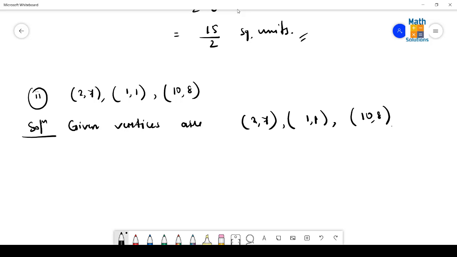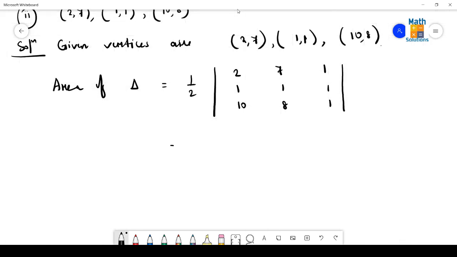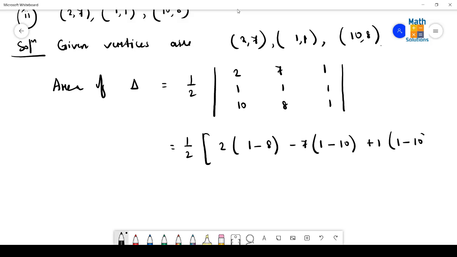So like the previous question only, we have to proceed. Area of triangle will be equal to half, then the determinant with rows 2, 7, 1, then 1, 1, 1, then 10, 8, 1. Then after expanding along the first row, we shall get 2 into (1 minus 8), then minus 7 into (1 minus 10), plus 1 into (1 minus, it will be 8 minus 10).